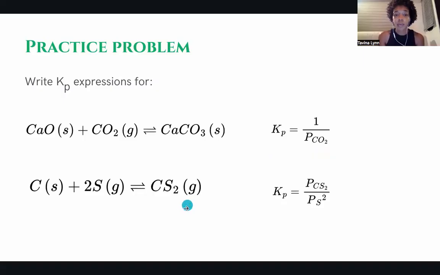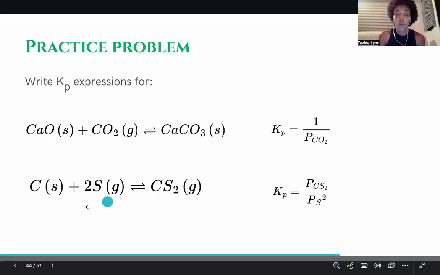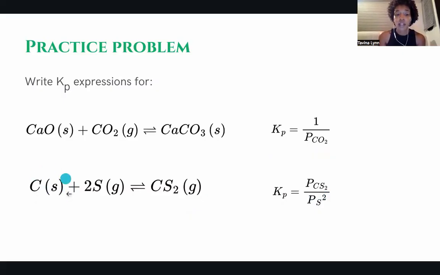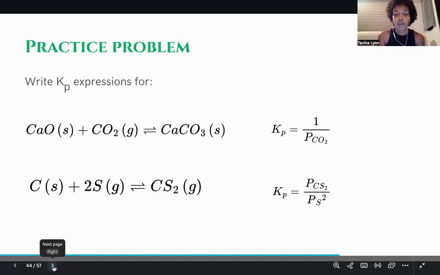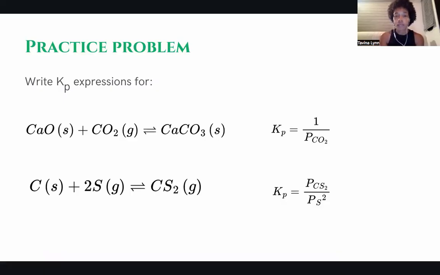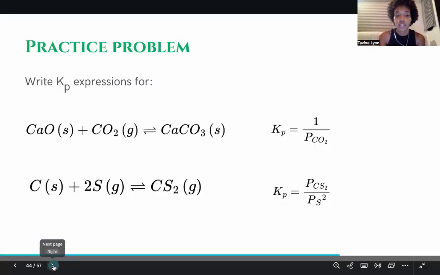Similarly, for the second example, we have the partial pressure with respect to CS2 over sulfur, raised to its respective coefficient. We ignore graphite or solid carbon because it is a solid and it is represented as 1. Okay, so main takeaway here is just remember that we ignore solids and liquids from our equilibrium constant expressions, as well as our reaction quotient expression.